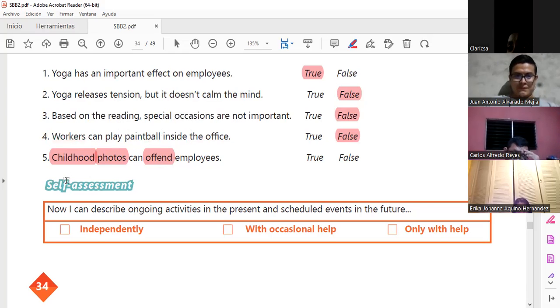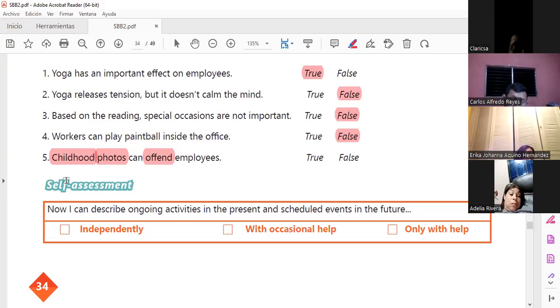It's called childhood. Childhood. Child, like a child and the hood. Childhood means niñez. Childhood photos. Can offend employees. Offend employees. Okay, read it.